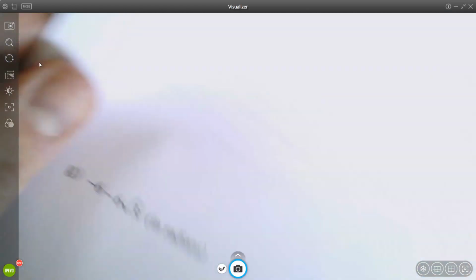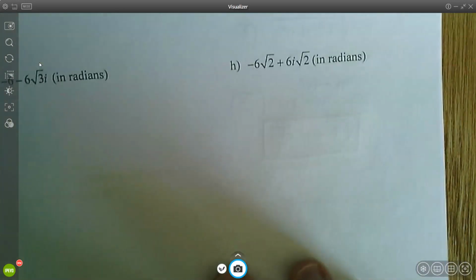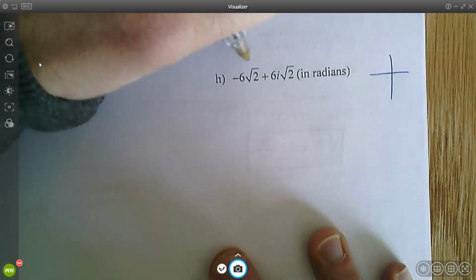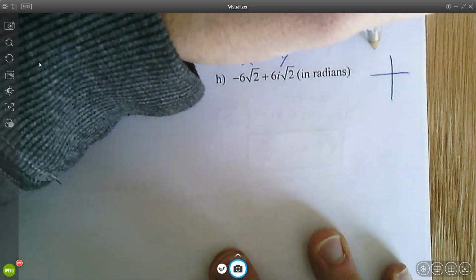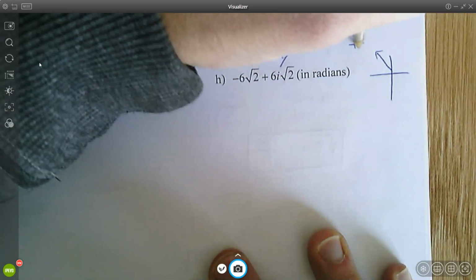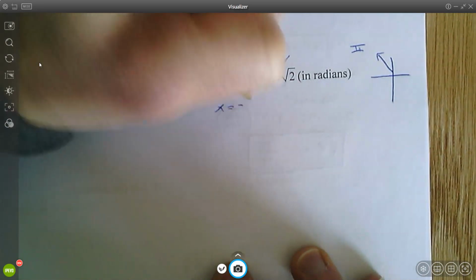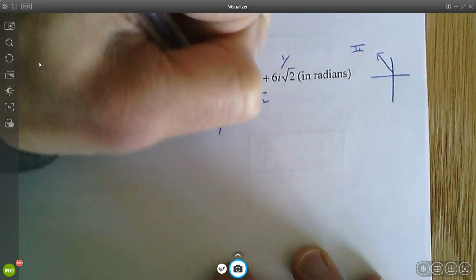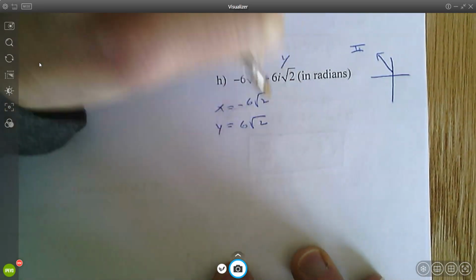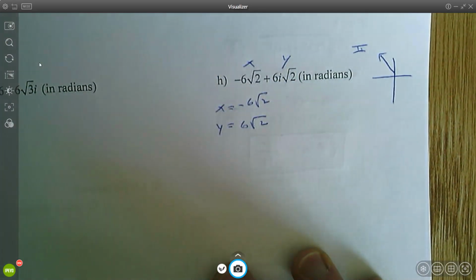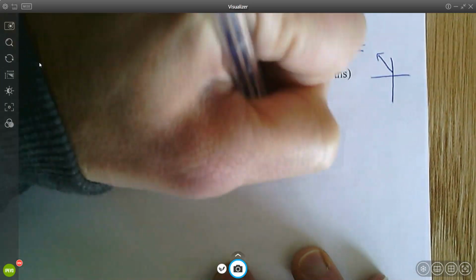Let's look at one more on page 6. If we take a look at, let's go H. If we graph this, the x is negative, the y is positive, so negative, positive. This vector is going to be in quadrant 2. So x is negative 6 times the square root of 2. Y is 6 times the square root of 2. Notice i is not part of that when you figure out what y is.